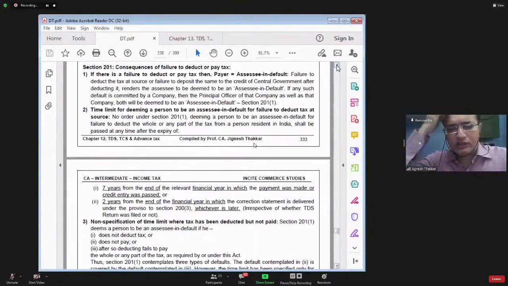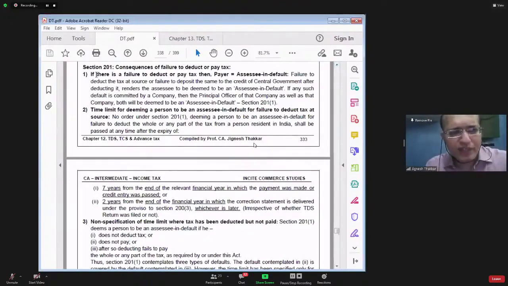See, section 201 explains the consequence of failure to deduct or pay tax. What is the first duty of payer? First duty of payer is to deduct tax. Second duty of the payer is to pay tax to the government. There is a time limit for making payment also. TDS should be deducted when? That is explained in different sections. And when this TDS amount should be paid to the government? That is explained in section 200.